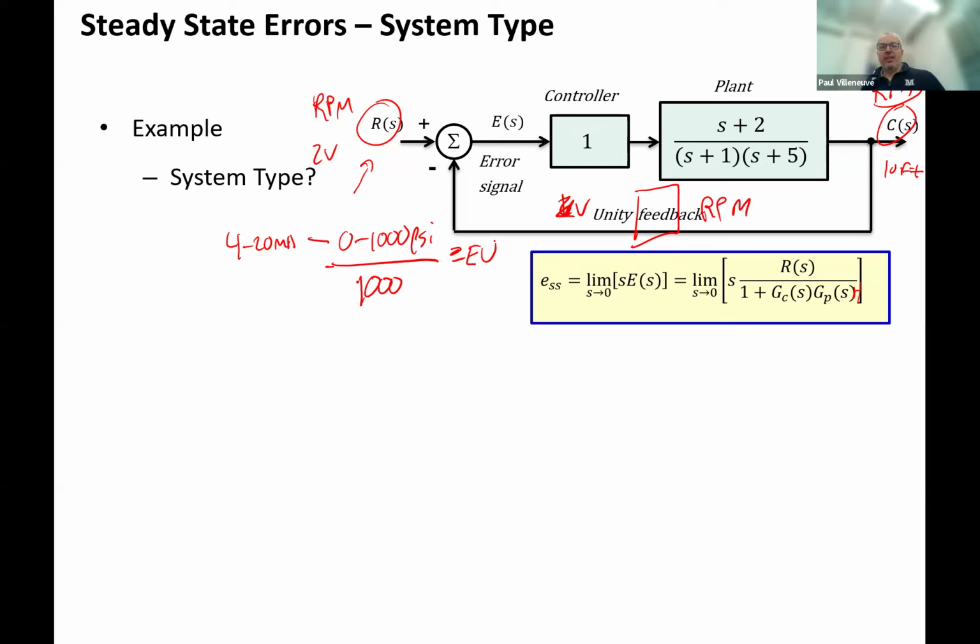All right, so let's take a look at this example. We have a controller and a plant. This is just a gain. It's a proportional only controller with unity feedback. So the question is, just by looking at it, what is the system type? Can you tell? How many poles at S equals 0?